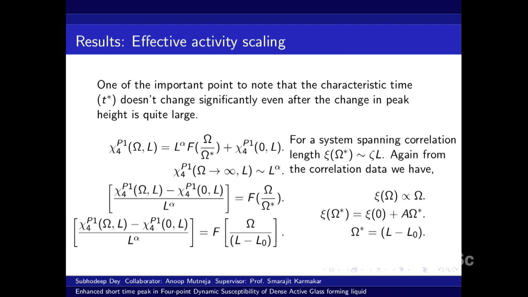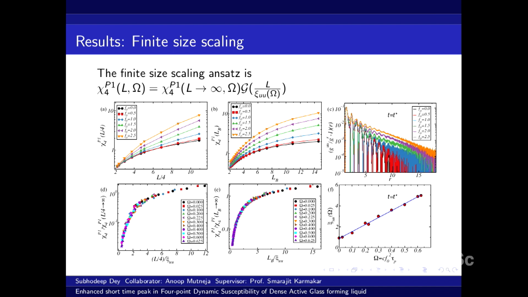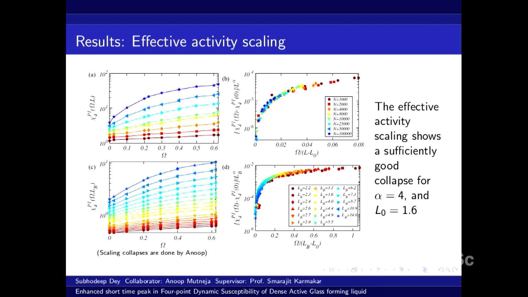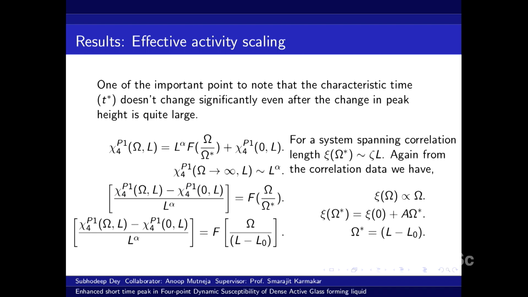chi4 peak has the influence of activity, also the system size effect, and we decoupled it, and with a little bit of algebra, when the system length scale is system spanning, we can get this kind of form, which has been used in this effective activity calculation. Effective activity has been proposed here first.